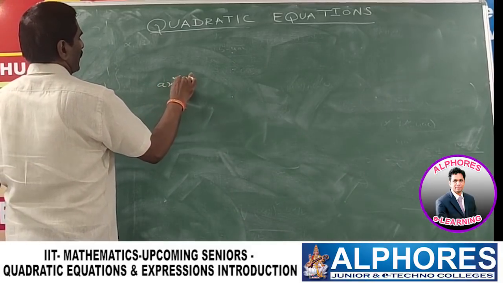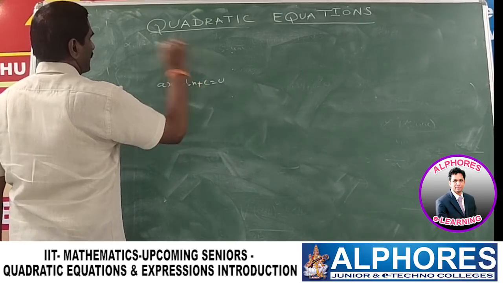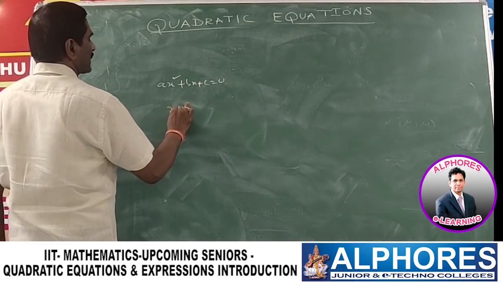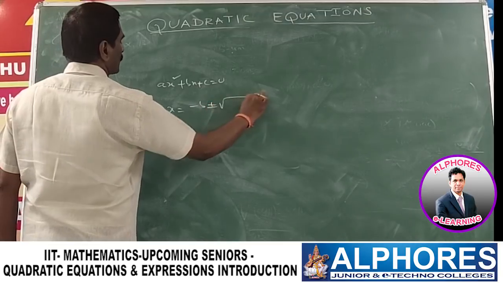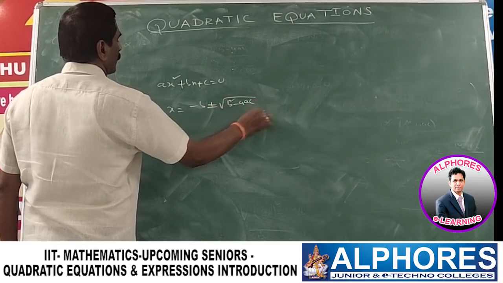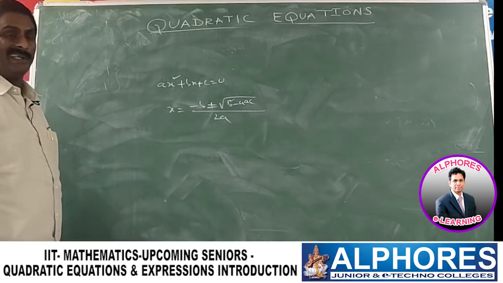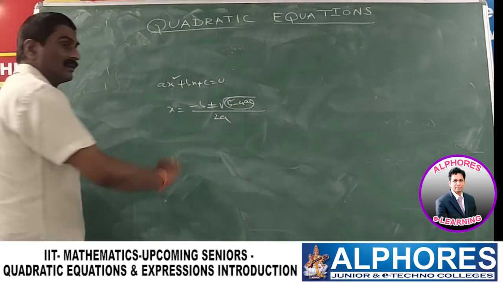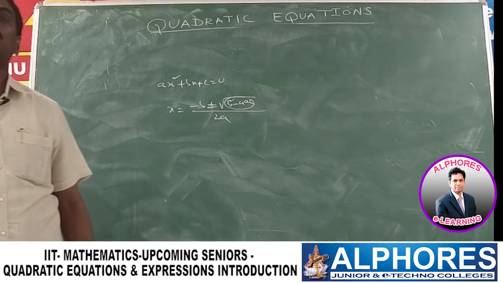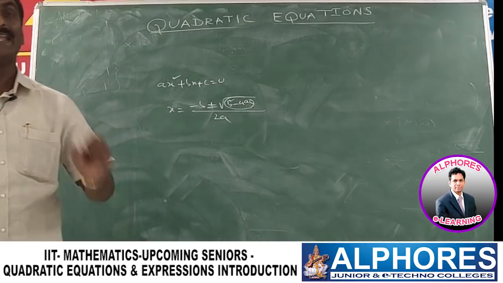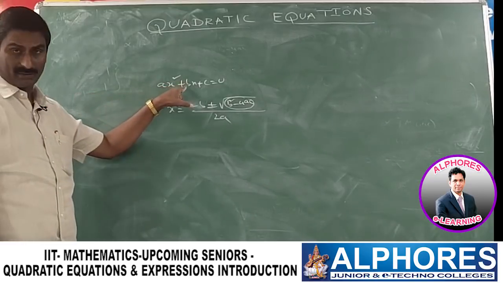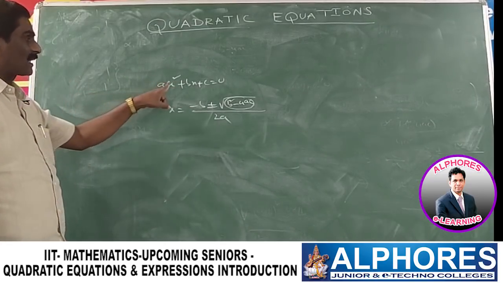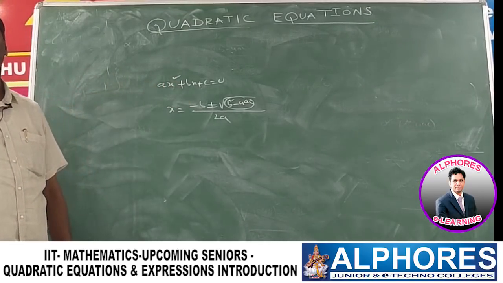In the quadratic equation ax square plus bx plus c is equal to 0, the roots are x is equal to minus b plus or minus root over b square minus 4ac by 2a. Here the value of b square minus 4ac is said to be the discriminant of the quadratic equation.